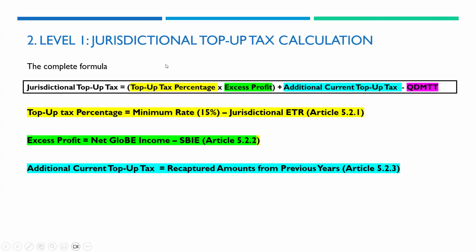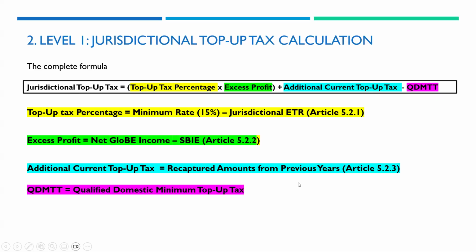So let's say that last year we did one calculation, we filed one return, and then let's say there was back and forth from the tax authority, and they say that no, this is not your profit, this is your taxable profit. So there would be changes, right? So if there are any changes in the tax filings which we did last year, we have to bring in what changes there are in respect of this year. So that is the additional current top-up tax, which is nothing but recaptured amounts from previous years, and minus QDMTT. So this is going to be the jurisdictional top-up tax formula.